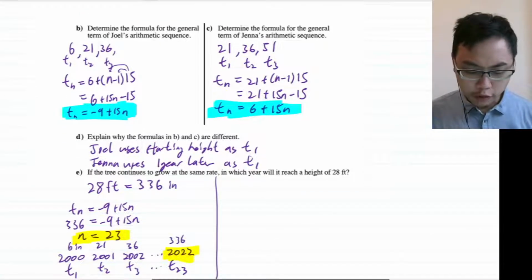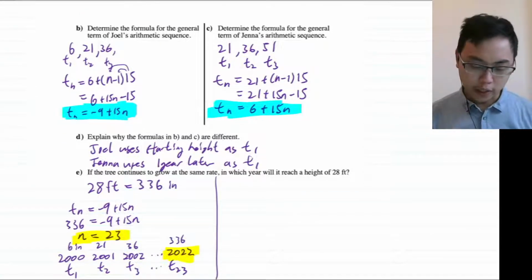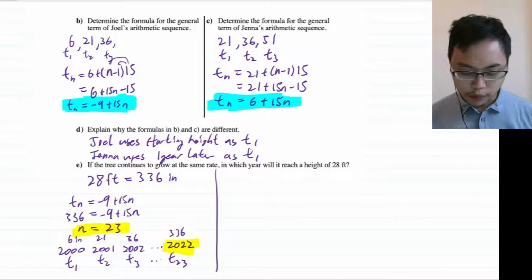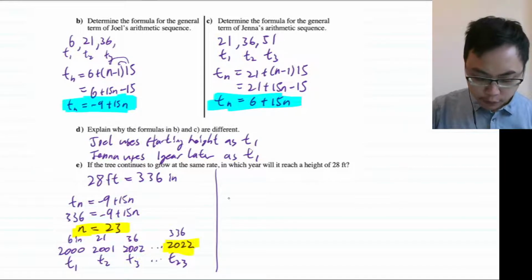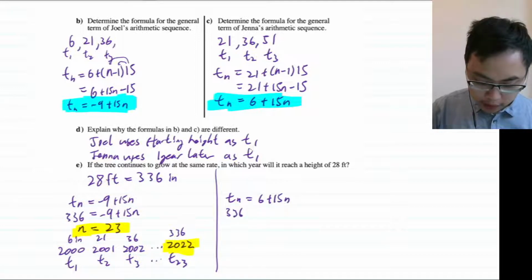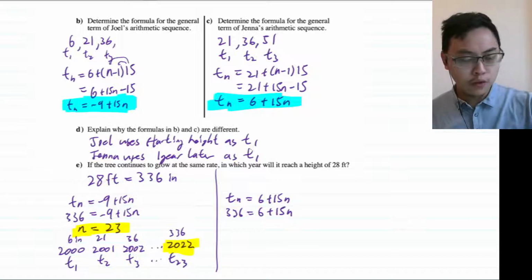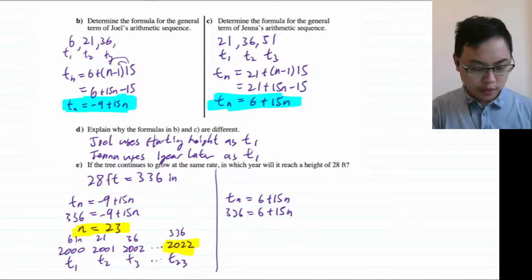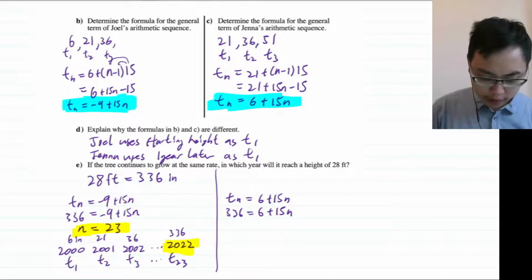Meaning, if we were to calculate the same question, what height will it reach, 28 feet, we'll have Tn equals to 6 plus 15n, and then 336 is equal to 6 plus 15n. We're going to do a little bit of algebra to solve it. So 336, subtract 6, and then divide it by 15, we would get n equals to 22.